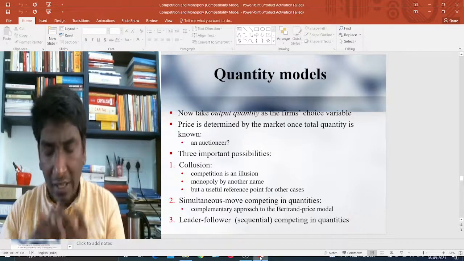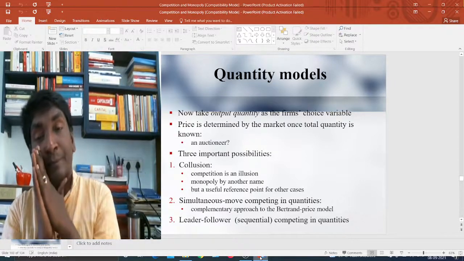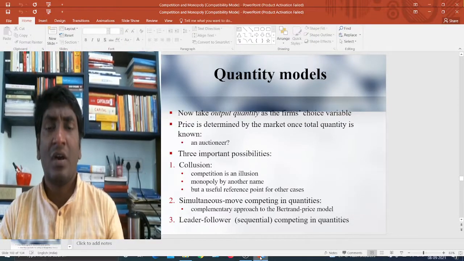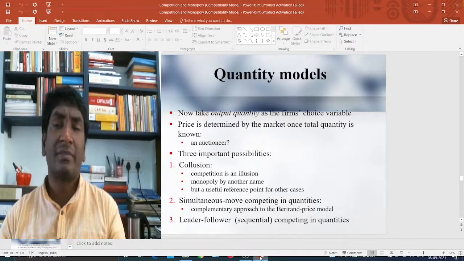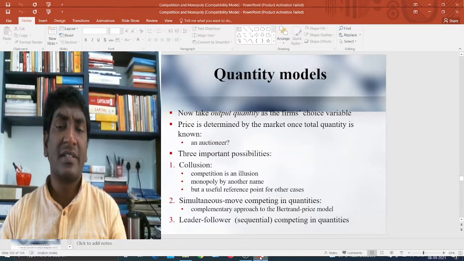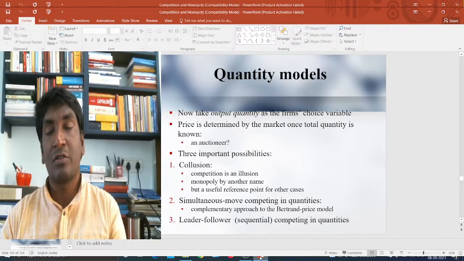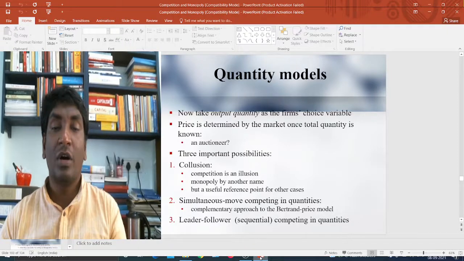But at the same time, when you talk about a quantity model, things would be a little different. That is, now the output quantity is the firm's choice variable and is being fixed, and the price is determined by the market once total quantity is known. An auctioneer, perhaps that idea remains, because it is during that period this theory was formulated in that sense. So three important possibilities.